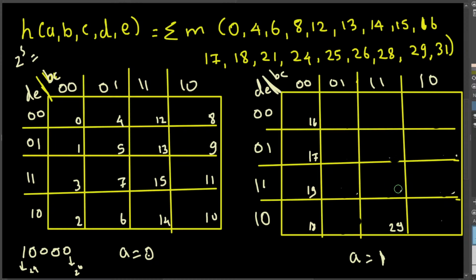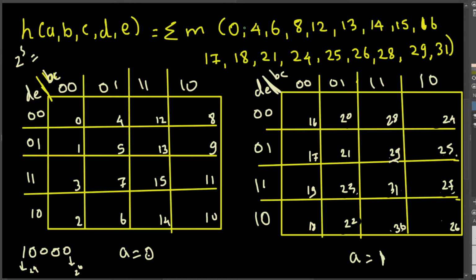Okay. So this one is 20 right here: 20, 21, 22, 23. And then this one is 24, 25, 26, 27. And this is 28, 29, 30, 31. So we have all the numbers right now.